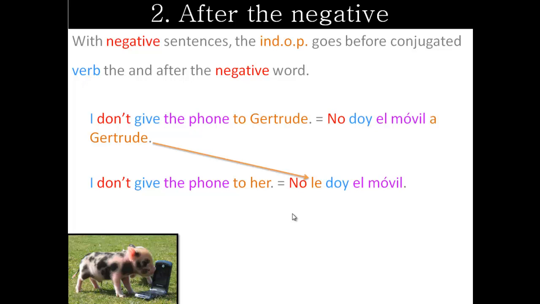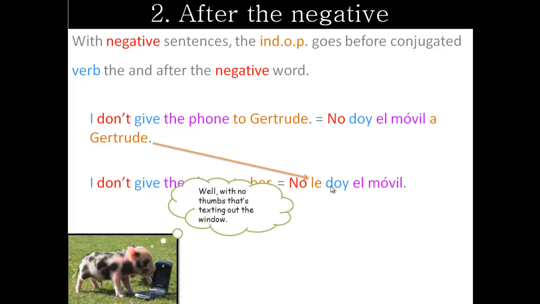So it goes in between. So, after the negative, the indirect object pronoun goes before the conjugated verb, which is doy, and after the negative, which is no. No le doy el móvil. So no le doy el móvil. Negative, indirect object pronoun, conjugated verb. Nice and easy.